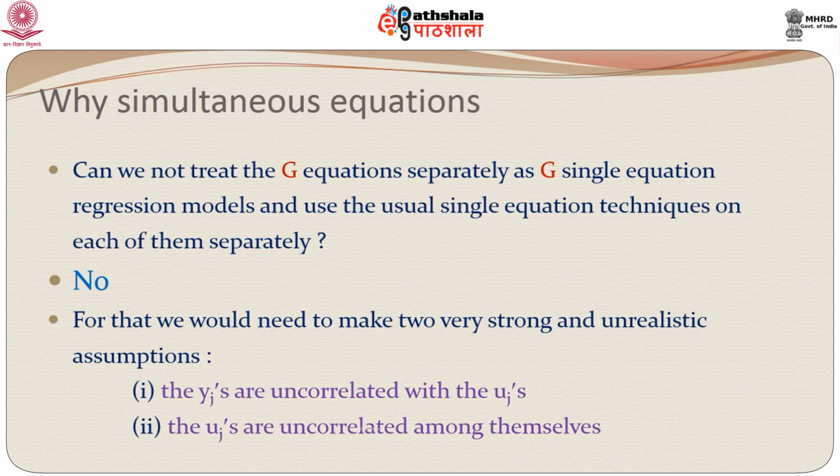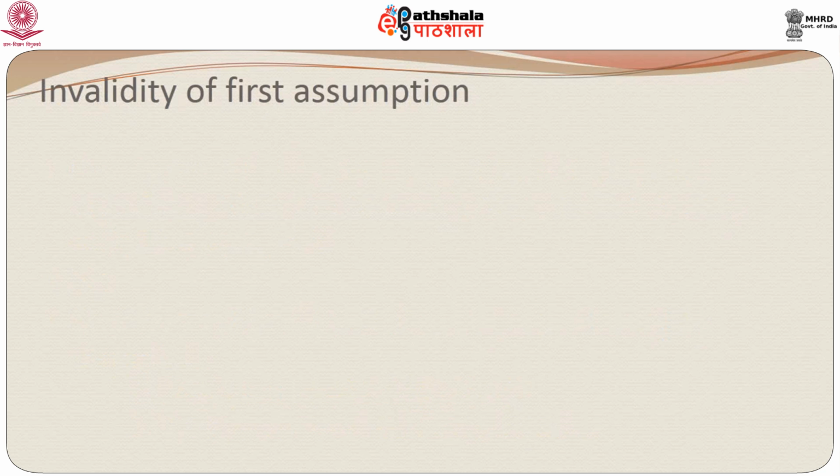The second assumption that we need to make here is that the uj's are uncorrelated among themselves. If they are correlated, obviously we are losing some information if we are using them separately. If you look at one equation at a time, in the first equation we have u1, and since the other equations are not there, the relationship of u1 with the other u's will not come in. Will that be a loss? Again, we will see this as we come along. First, we look at the invalidity of the first assumption. We say that this assumption is invalid in fact, so it is unrealistic to use it.